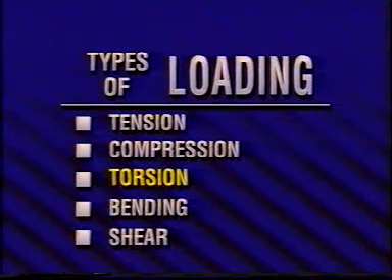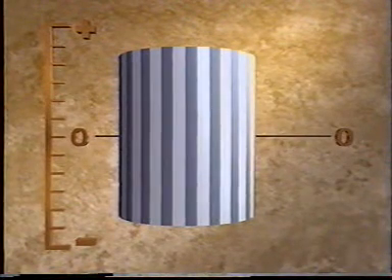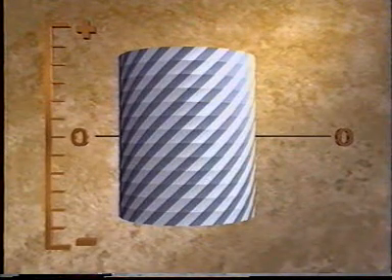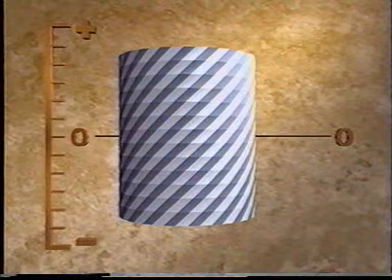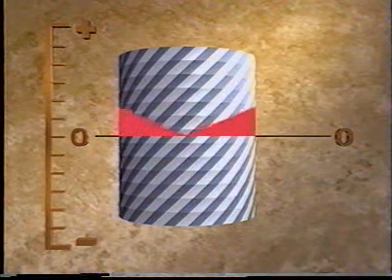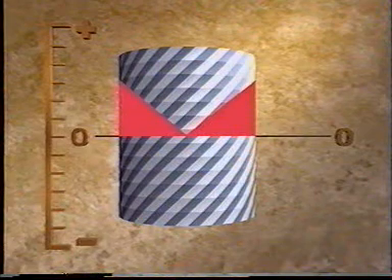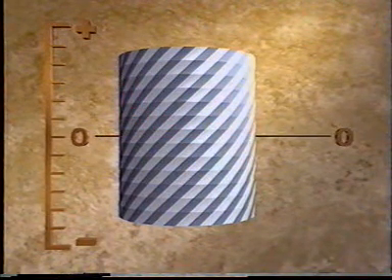Torsion is a twisting load. Twisting a shaft or shaft-like part imparts a torsional stress system that is completely different from the tension and compression systems. The torsional stress varies across the section of the part. Maximum at the surface, zero at the center. The center of the part, where the torsional stress is zero, is called the neutral axis.